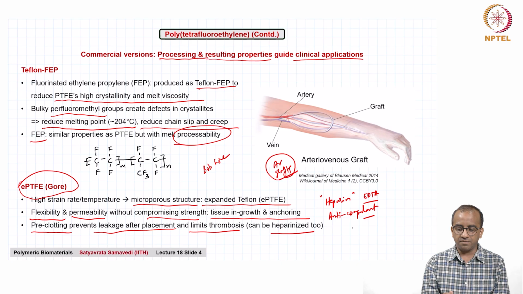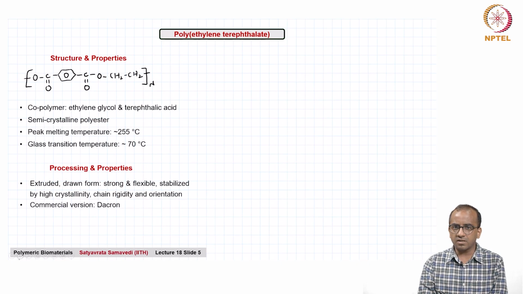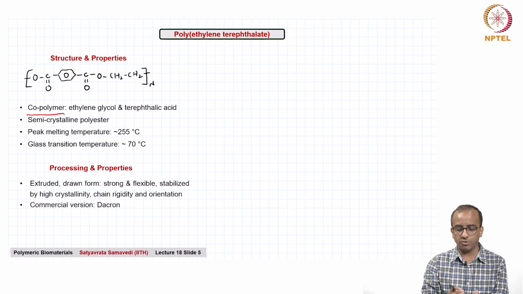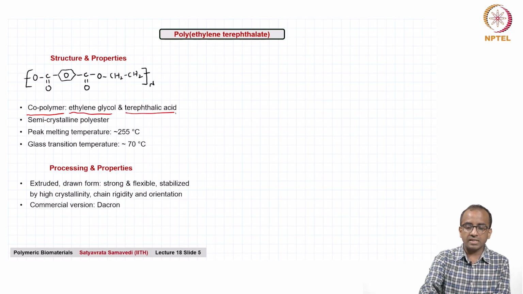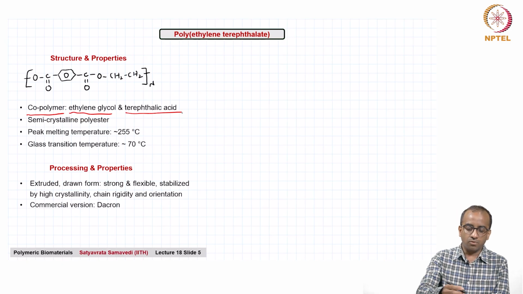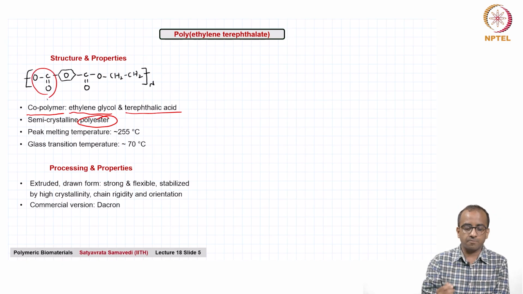Now, that is PTFE. We will next move on to polyethylene terephthalate. This is another polymer we have seen in an earlier lecture in the context of polymer synthesis, which is lecture 11. It is a copolymer. We have both the ethylene and the terephthalate groups. So, ethylene glycol and terephthalic acid are the monomers that are used to form this copolymer. And note that from a polymer family perspective, it is a polyester. So, the ester bond is present.